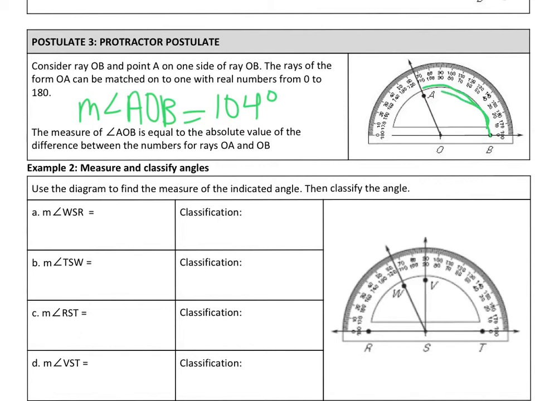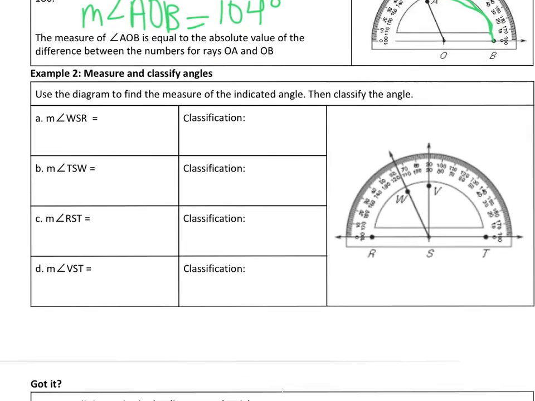Again, I'm counting on the inside. Right? If I was counting the other way, this way, I would count from the outside. So just the ability to count on a protractor. So it's the difference in the 2 rays, and the measures on the 2 rays. So we're going to get an example of that next.